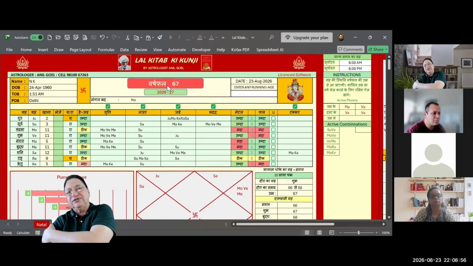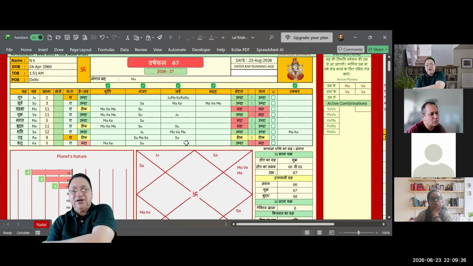Like this is the 67th year. That means when the person's 67th year starts, 66 years have ended in 2026. He's born in 1960. So on 24th April 2026, his 67th year starts, and on 24th April 2027, his year will end. So that is the year he should do the remedy.